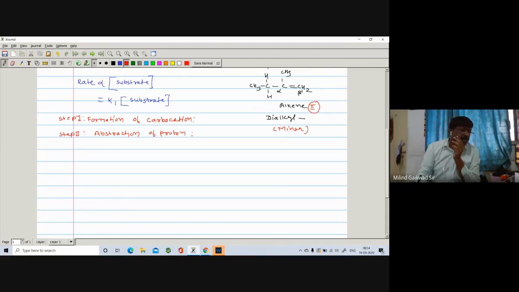Right? So here, if it has only one beta hydrogen, you get only one compound. If you have two beta hydrogens, then you have two compounds, but the major is governed by the Saytzeff rule. So depending upon the substrate, you have that type of compound. So here we have seen the mechanism of the reaction, right?